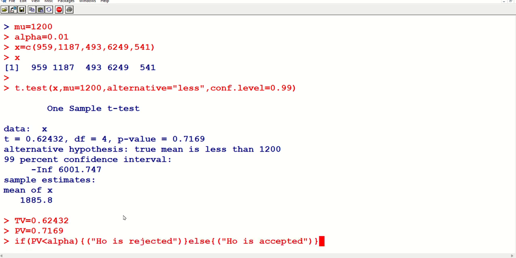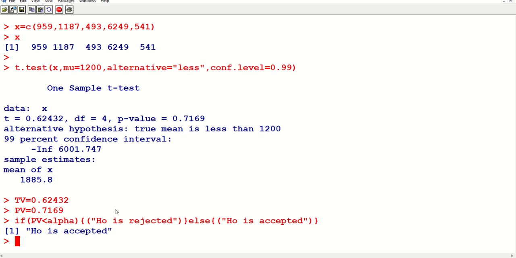What do you need to do? You need to compare the p-value with alpha, and in this case H naught is accepted. So the question is very, very easy. This is how we can solve this hypothesis testing. Okay, so in this video we have discussed four cases: greater than, less than, different, and when data is given. Whether it is less, different, or two-sided, it does not matter, we can solve it with the t test. Okay, thank you very much.